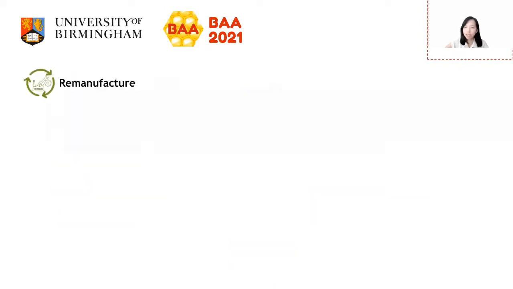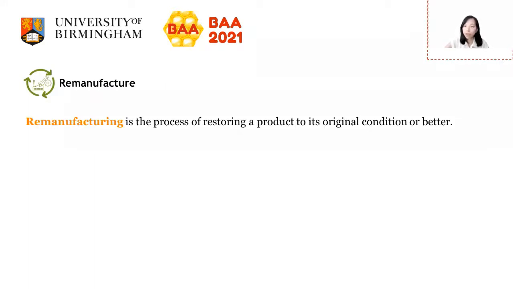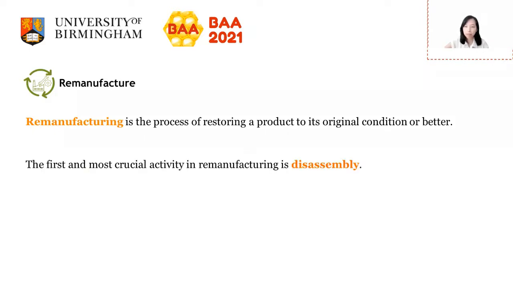In recent years, remanufacturing has become increasingly important for environmental preservation and resource conservation. Remanufacturing is the process of restoring a product to its original or better state, and it is a sustainable option for end-of-life products. Disassembly is the first and most important step in remanufacturing. This study focused on robotic disassembly.